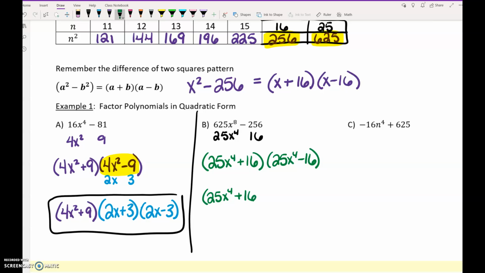The first part's done. X to the fourth plus, that's fine. What about x to the fourth minus? We can probably keep going. 25 is the perfect square of 5. X to the fourth is the perfect square of x squared. 16 is the perfect square of 4. So this one goes to 5x squared plus 4, 5x squared minus 4.